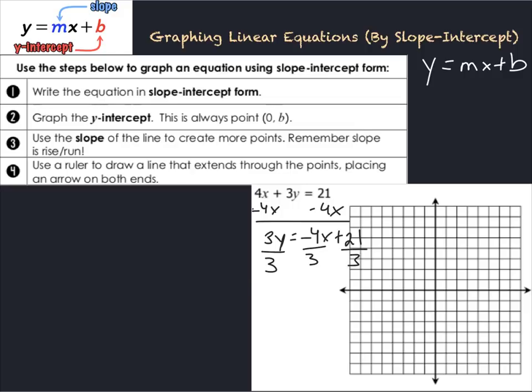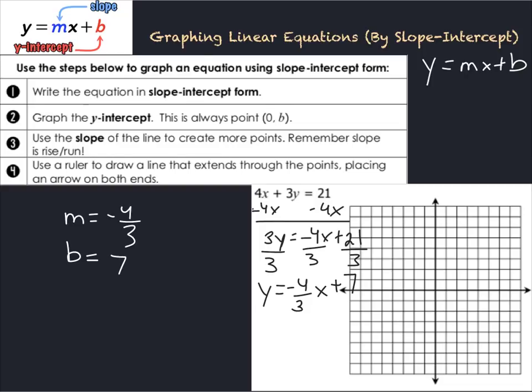And if we do that, we get y equals -4/3 x, and then 21 divided by 3 would be 7, so it would be plus 7. Okay, and now it's in slope-intercept form, so now we can identify our slope, which is -4/3, and our y-intercept, which is 7.